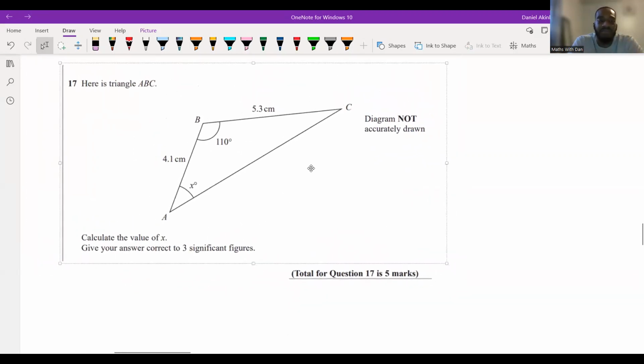It says here is triangle ABC. We've got two sides, 4.1 and 5.3, and an angle between them of 110. They've told us to calculate the value of x. Now, the way I'm looking at this is that straight away it's trig. They're asking me to find the value of x.